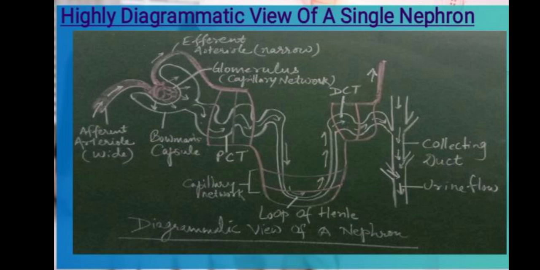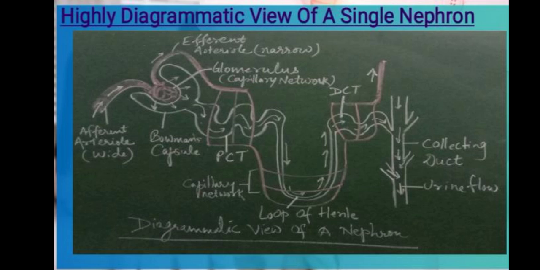Loop of Henle continues into another set of the convoluted part of the nephron, which is called DCT or distal convoluted tubule. Distal because it is away from the Bowman's capsule. PCT means proximal convoluted tubule, which is near the Bowman's capsule. So we are talking about DCT.